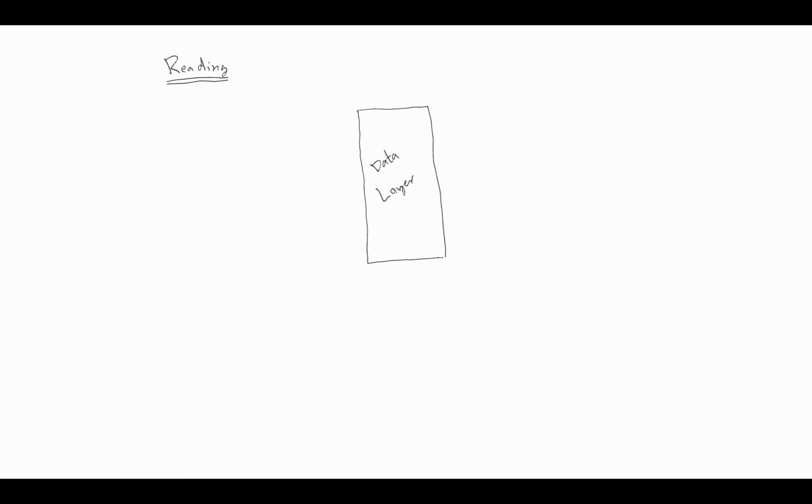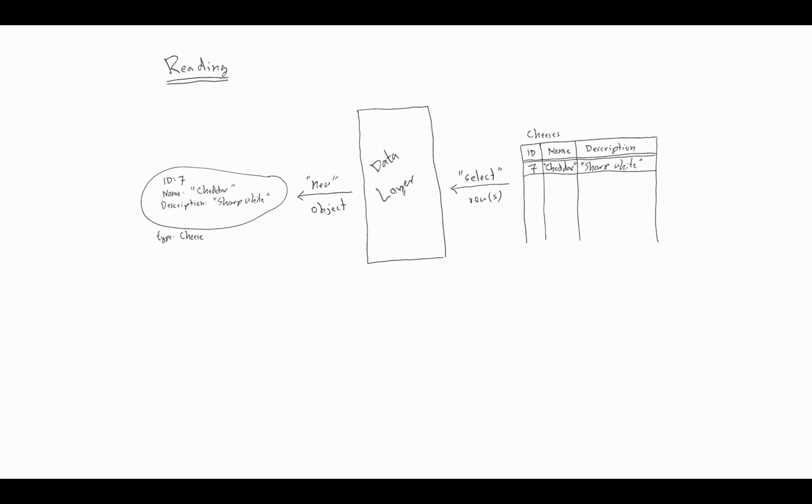On the other side, if we want to get data out of the database using an ORM system, the data layer is going to allow us to do that as well. When we're asking for data from a relational database, that's usually framed as a select statement. We would select some row or rows from the database given certain criteria. So we can select a given row from our cheeses table. The data layer will then create a new object of type cheese and populate the given properties for us.